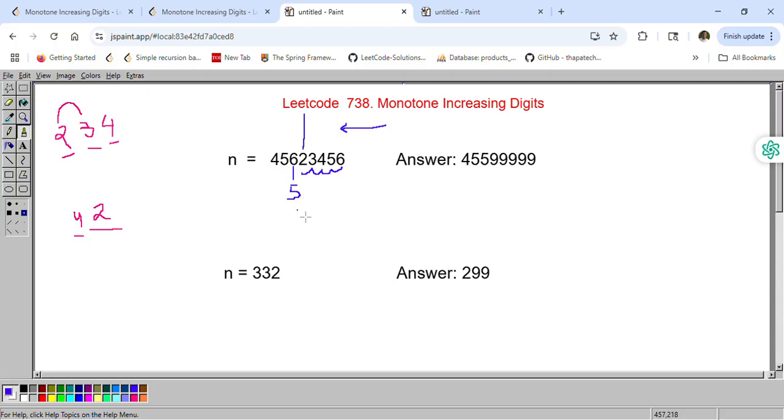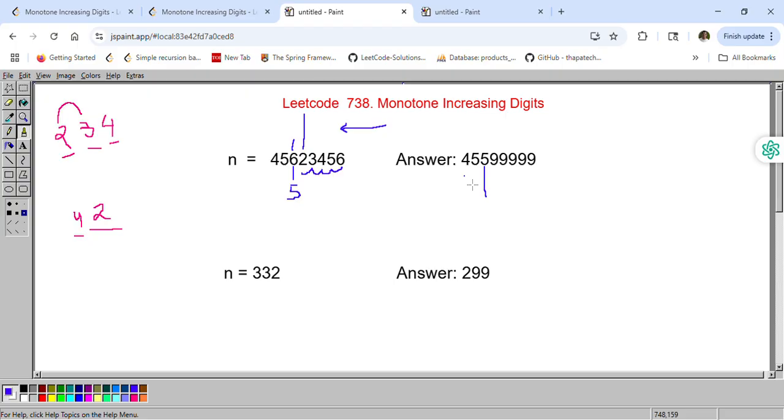So what did we change here? We changed that 6 to 5. This part you understood, right? Why did we change it? Because that is the point where that number is breaking the monotone increasing property. So you changed that 6, you reduced it by 1, so it became 5. If you take a look at the answer here, we actually changed that 6 to 5.